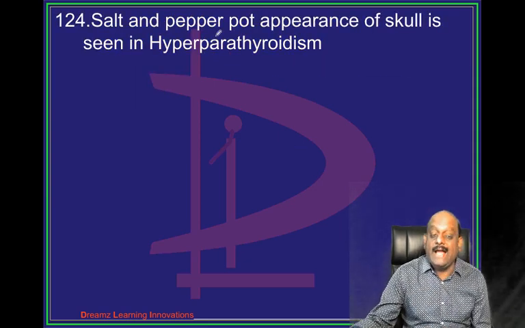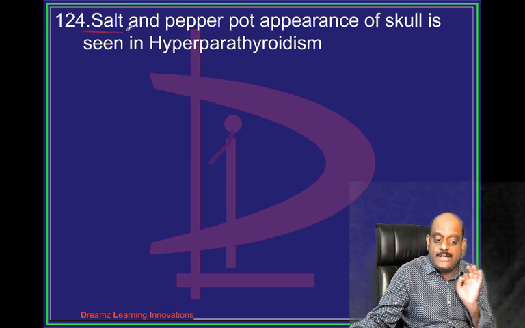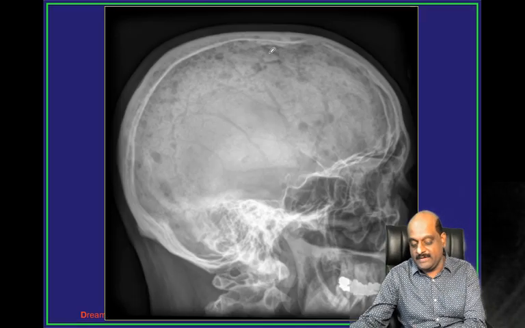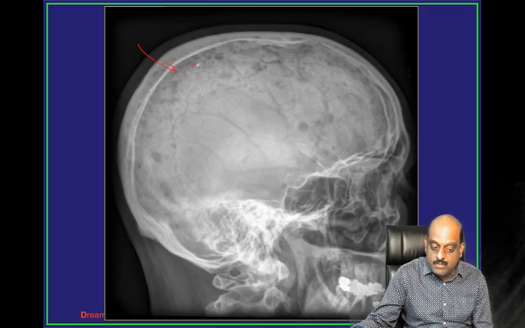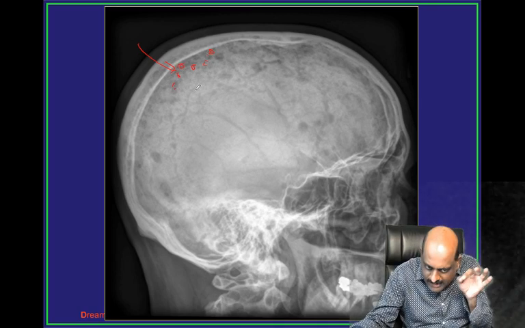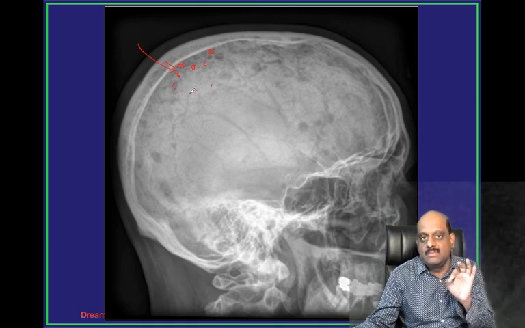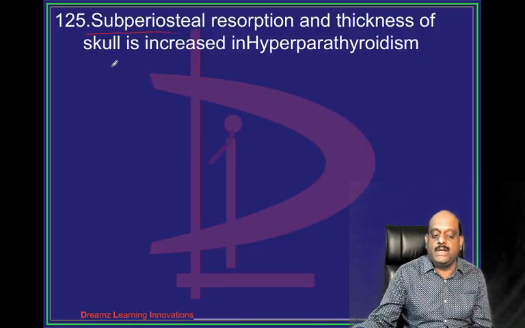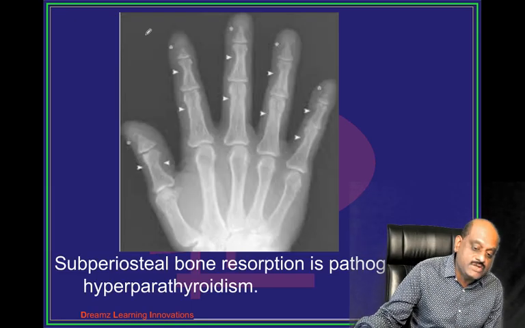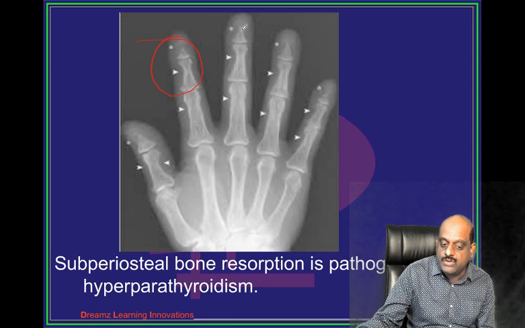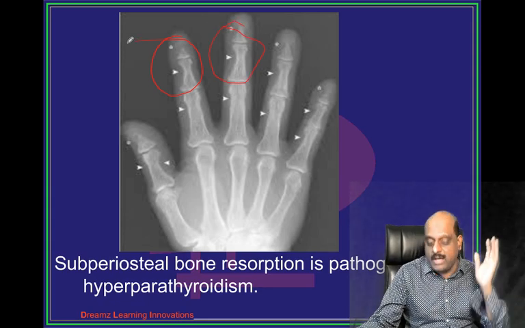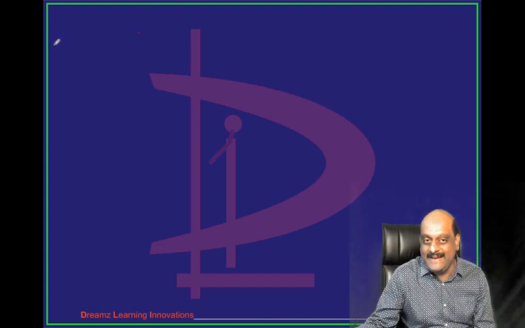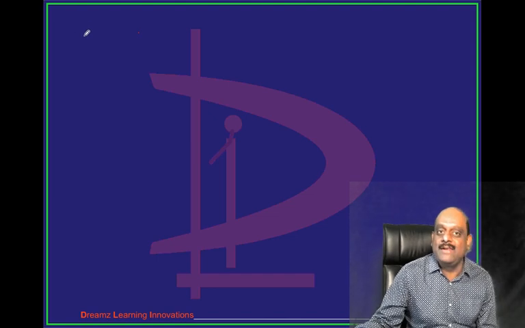Now, a word on hyperparathyroidism. Salt and pepper appearance. Where do we see hyperparathyroidism? So doctor, this is the skull. We say salt and pepper skull. Subperiosteal resorption, and thickness of the skull is typically increased. This is called subperiosteal resorption, which is pathognomonic of hyperparathyroidism.